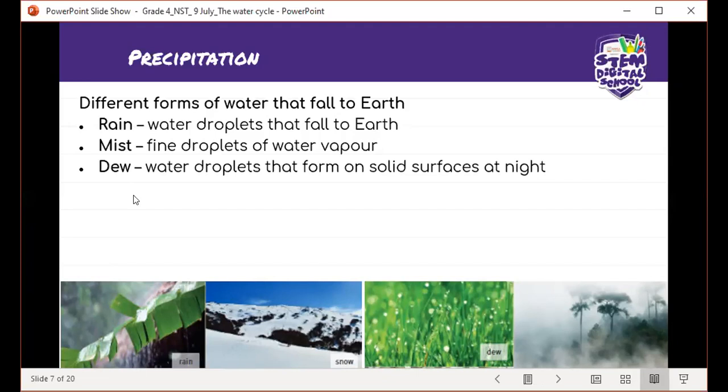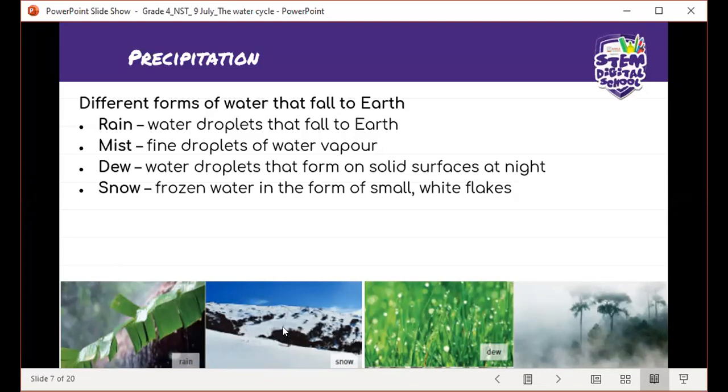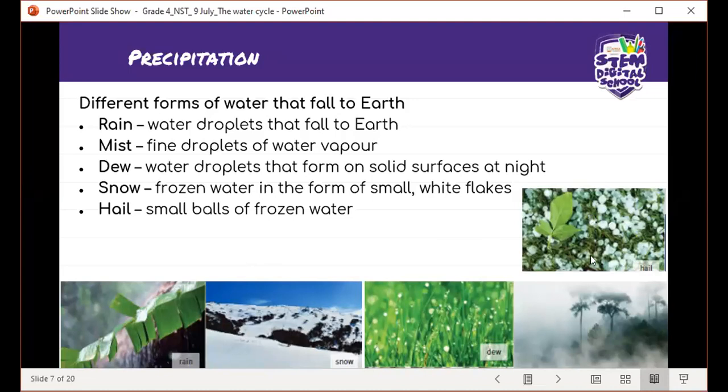And then we have snow, which is also another form of precipitation. Snow is frozen water in the form of small white flakes. If you live in the Drakensberg, I'm sure you would have by now seen snow. Snow is indicated here in the second picture. Then we have hail, which is small balls of frozen water.